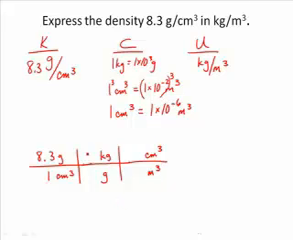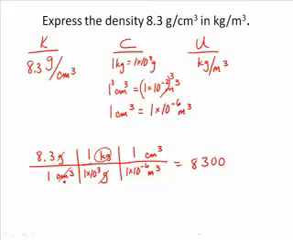So 1 kilogram is 1 times 10 to the third grams, and 1 cubic centimeter is 1 times 10 to the minus 6 cubic meters. So 8.3 divided by 1,000 and divided by 1 times 10 to the minus 6. So that gives me 8,300, and my ending unit, grams cancel, cubic centimeters cancel, is going to be kilograms per cubic meter.